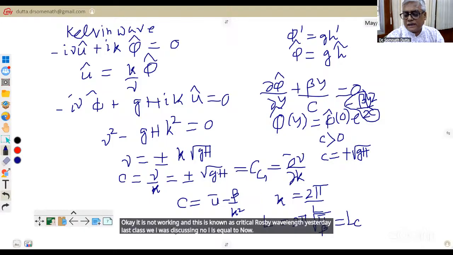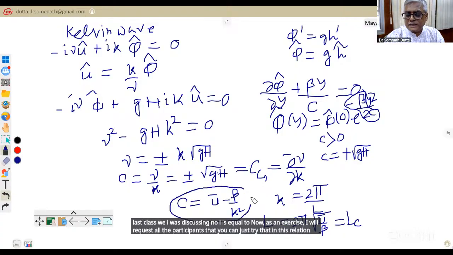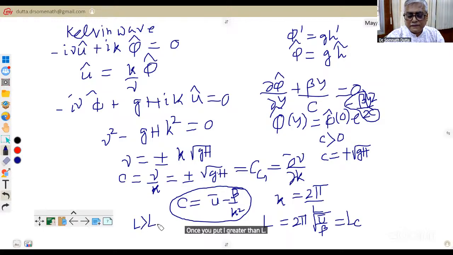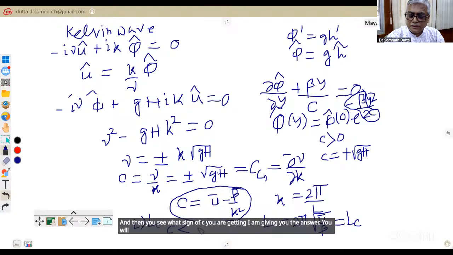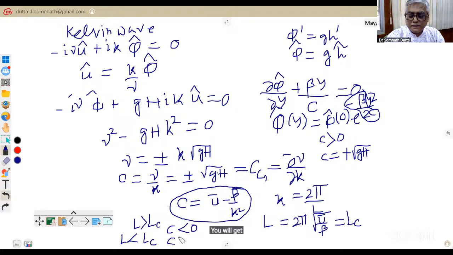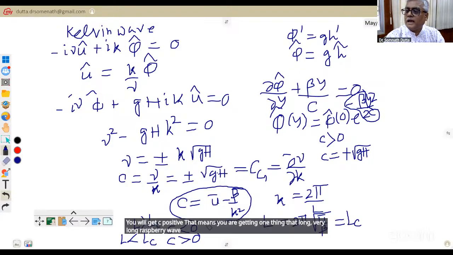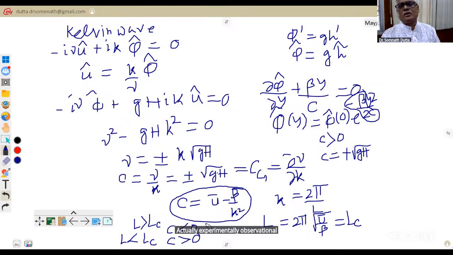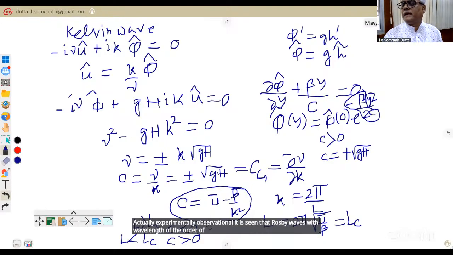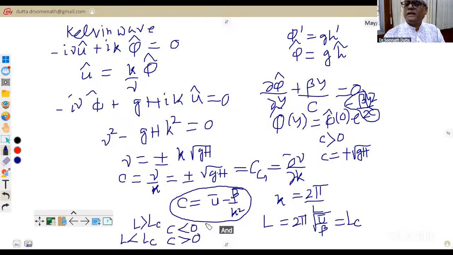As an exercise, I request all the participants to try this relation. Put L greater than Lc and see what sign of c you get. I am giving you the answer: you will get c less than 0. In another case, L less than Lc, you will get c positive. That means very long Rossby waves are retrogressive, and shorter Rossby waves are progressive. Observationally, Rossby waves with wavelengths of the order of 10,000 kilometers are in general retrogressive, and Rossby waves with wavelengths of 3,000, 4,000 kilometers are progressive.